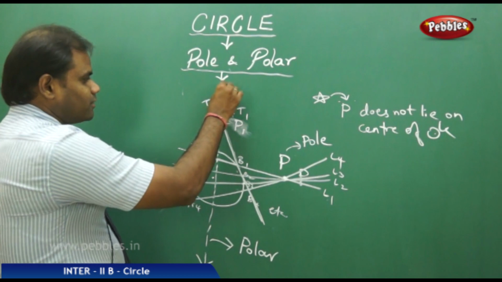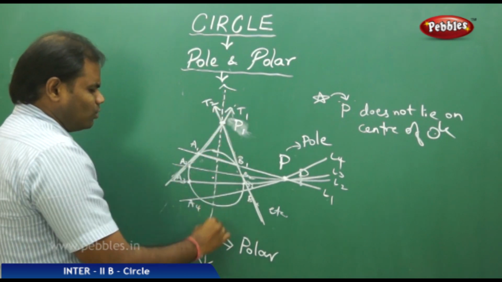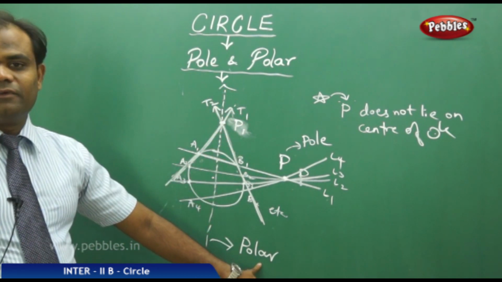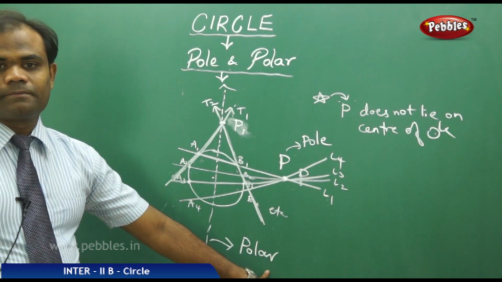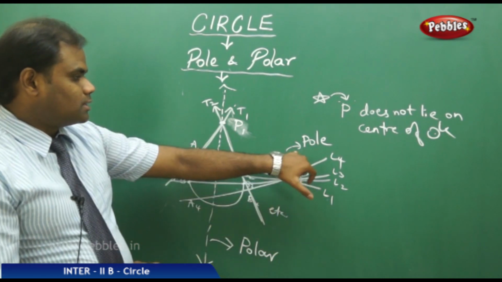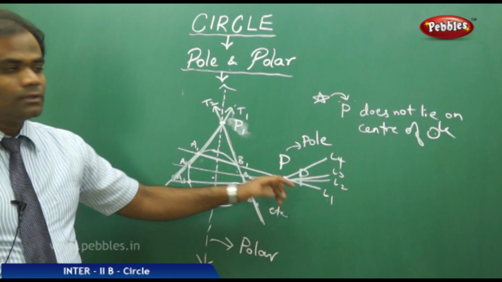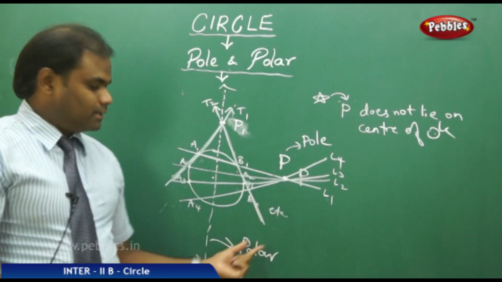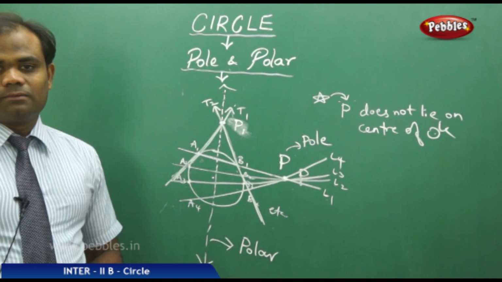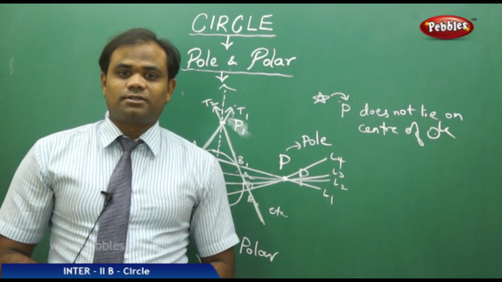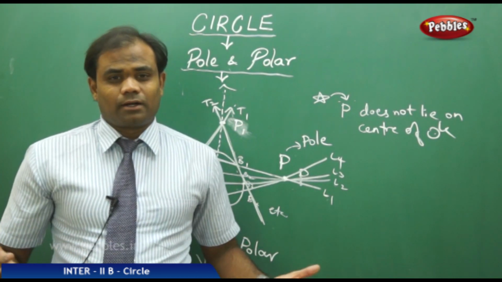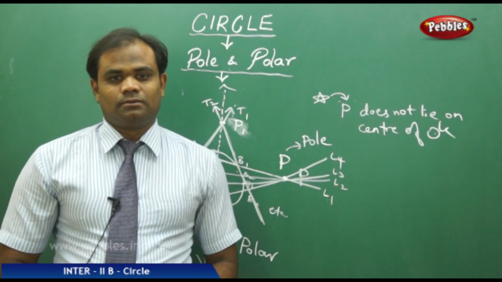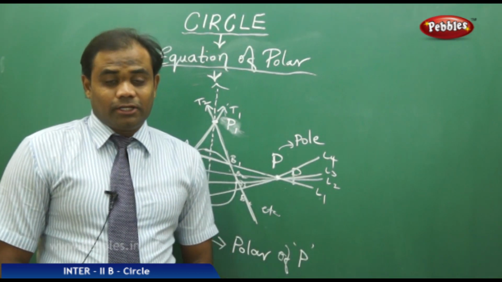So each of the points of intersections, when they form a locus, form a line which is called the polar, and the respective point is called the pole. The line which is obtained through this point is called the polar, and this point is called the pole. This is how we understand the concept of pole and polar for a circle. Now let's see the equation of polar.